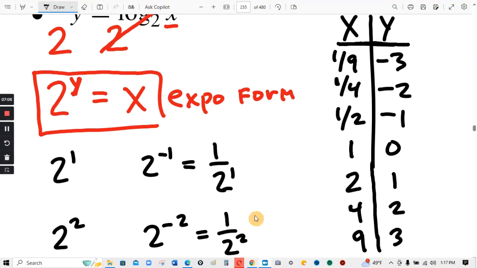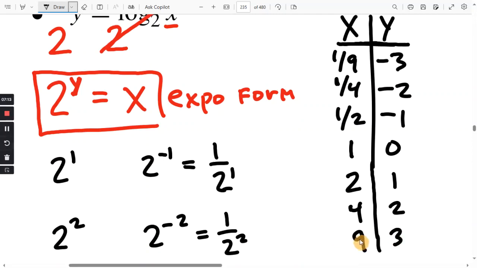I made a little mistake here. 2 to the third is not 9, that's actually an 8. So that's not 9, that's an 8. And that means the reciprocal is 1 over 8. Anyhow, everything else is correct.